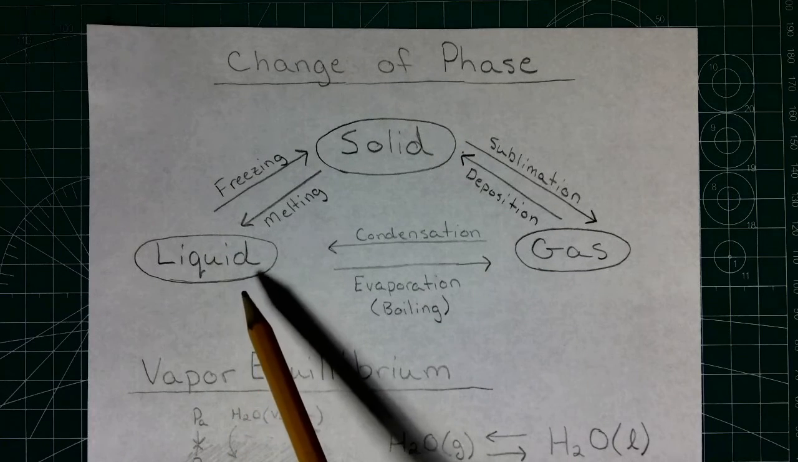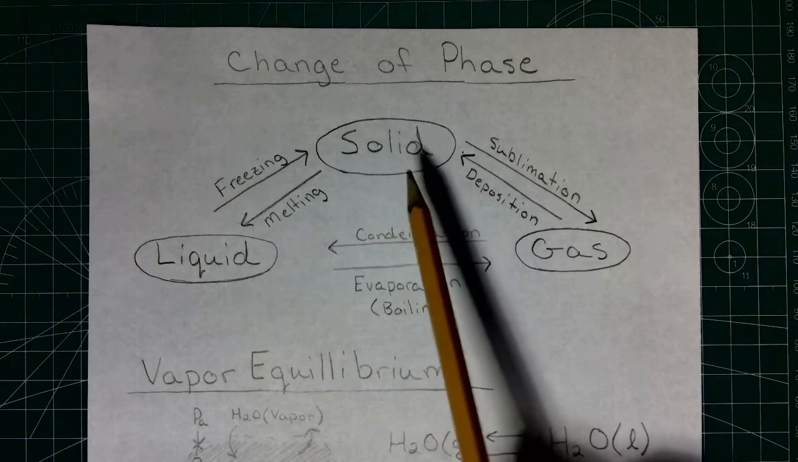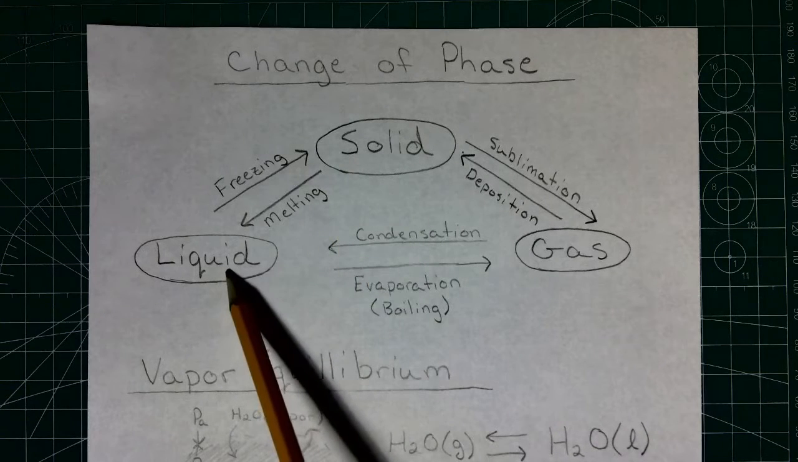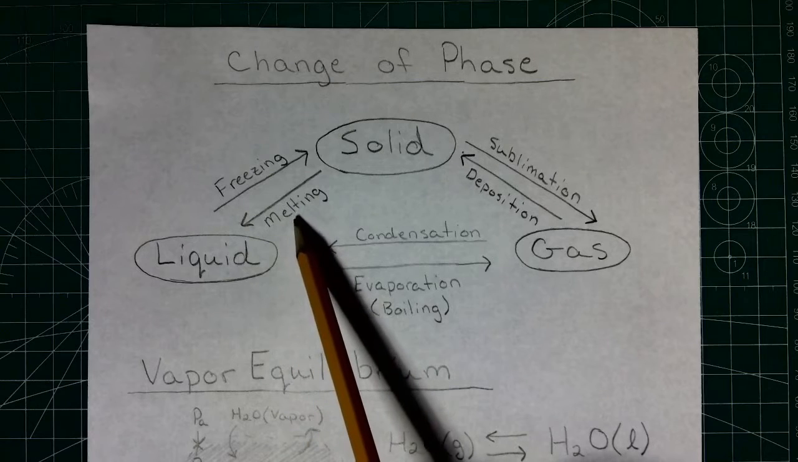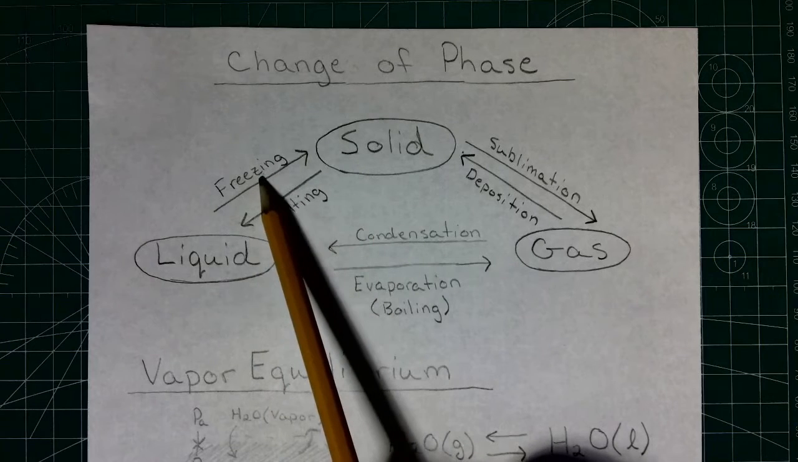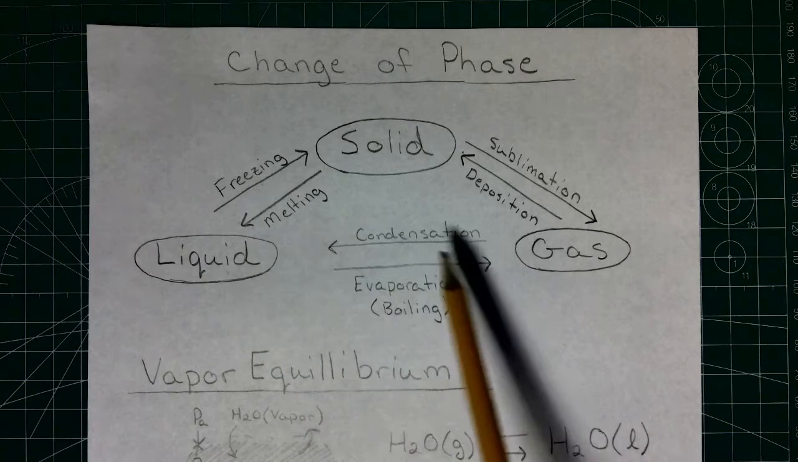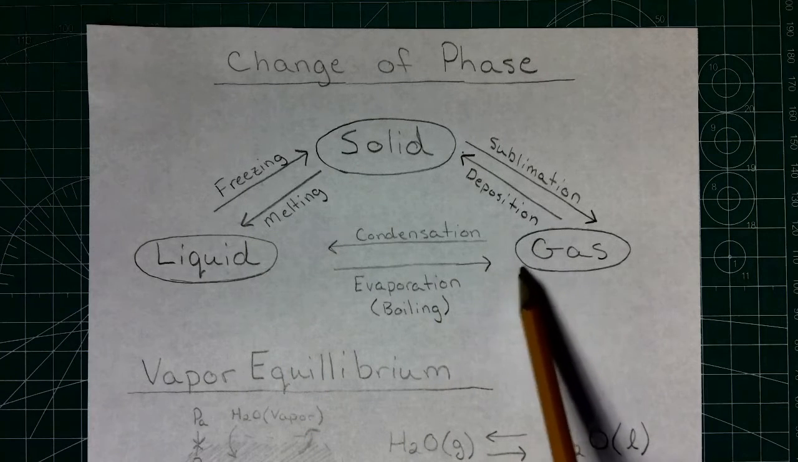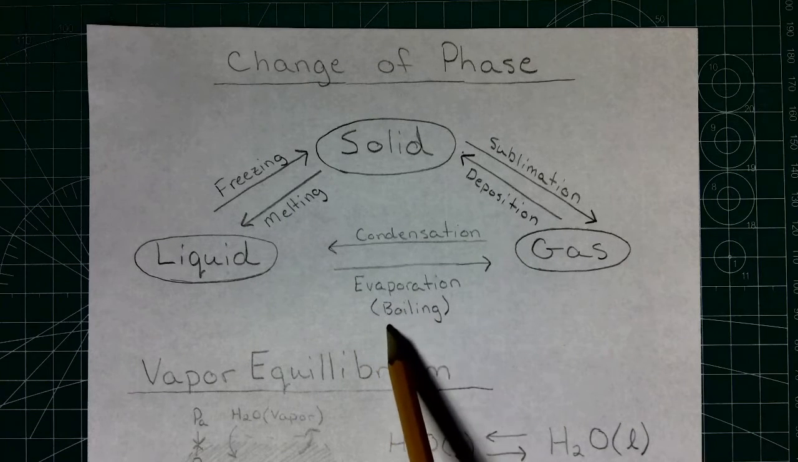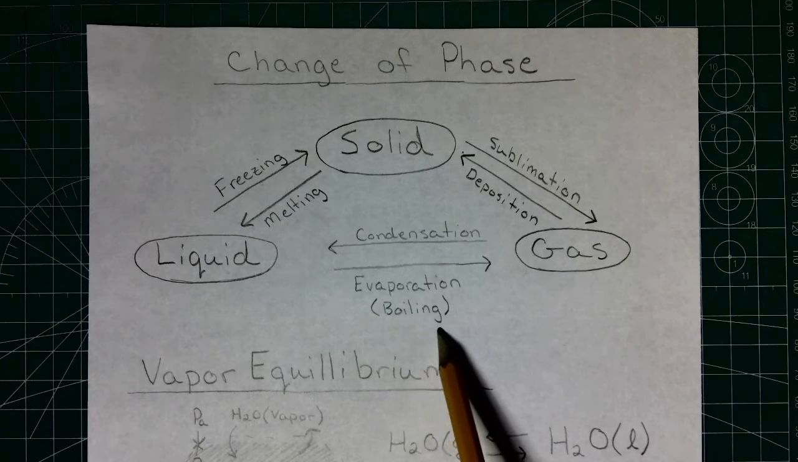So, how do we go between our phases and what do we call them? Okay, so moving from a solid to a liquid, this is something we're familiar with. This is called melting. Moving from a liquid to a solid, this is known as freezing. Moving from a liquid to a gas, this is what is known as evaporation. And there's actually another phenomenon that's a little different from just regular evaporation called boiling.